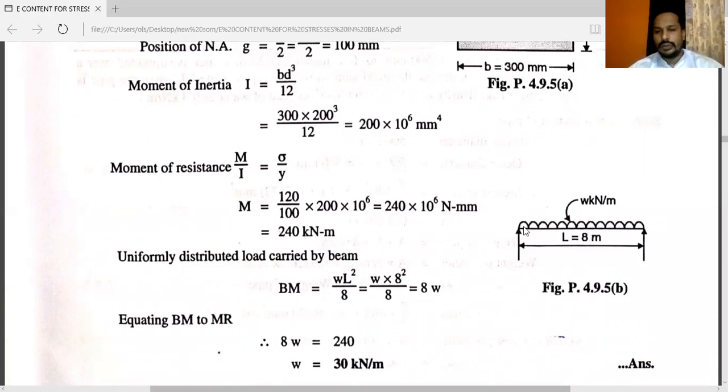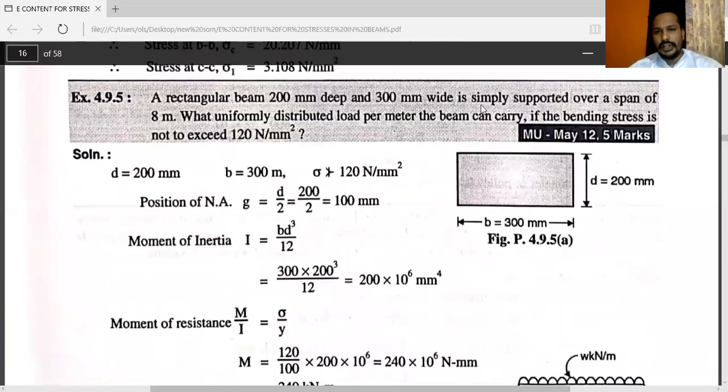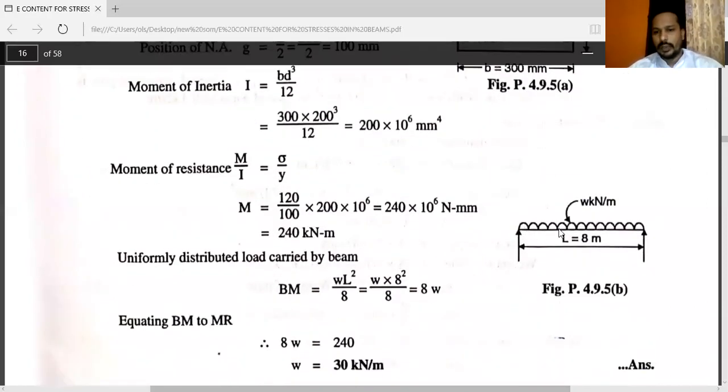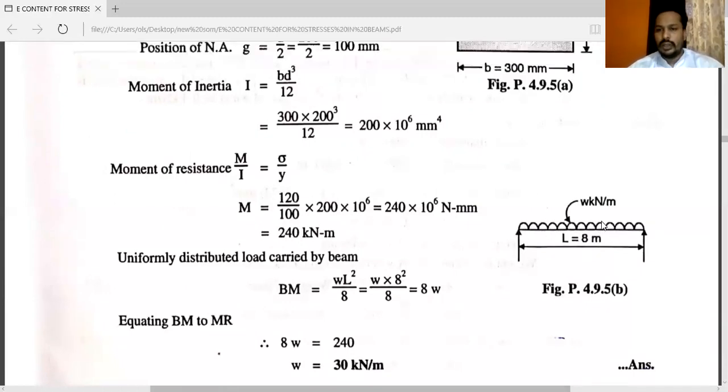Now the important thing is the condition. Simply supported over a span of 8 meter. So here we have taken a simply supported beam. See here, simply supported beam, length 8 meter. UDL is given from this end to this end, with intensity W kilonewton per meter.